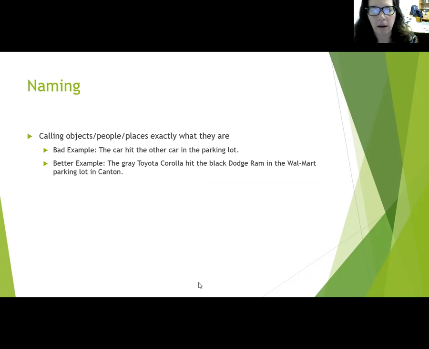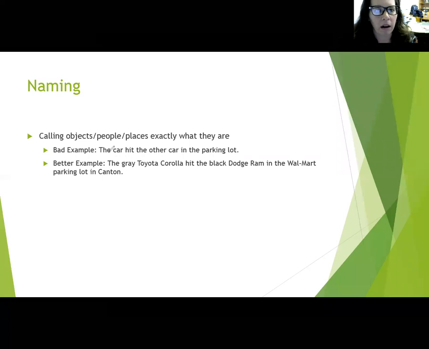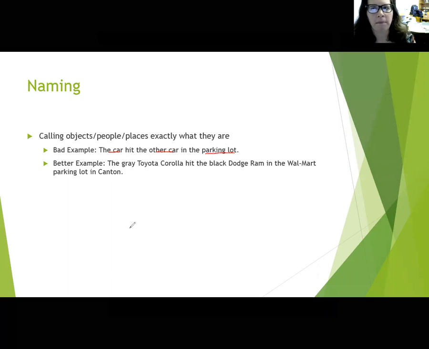Okay, so naming means you call objects, people, places, really any kind of noun, exactly what they are. That seems like an obvious, but you would be very surprised at how many times we leave off the obvious when the obvious needs to be there. So a bad example of this would be the car hit the other car in the parking lot.